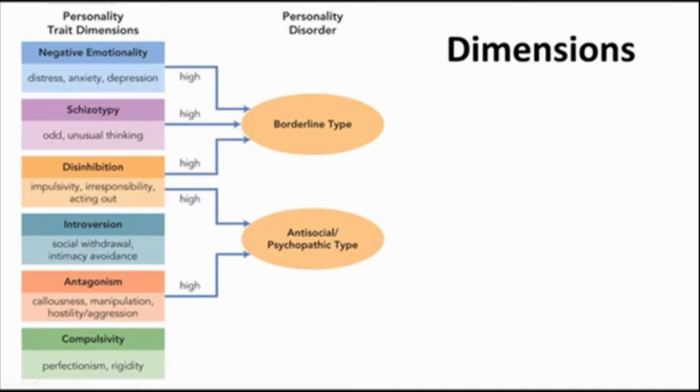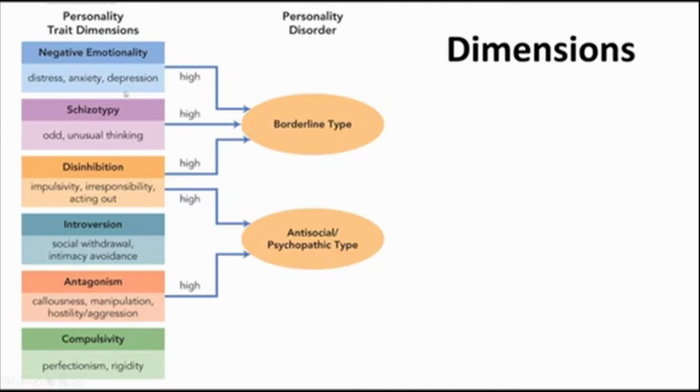We can also have antagonism. So if you are callous and manipulating and hostile or aggressive, that's antagonistic. And then compulsivity, if you're looking for that rigidity and perfectionism, like we talked about the example of obsessive compulsive personality disorder. But this figure here actually only looks at two specific personality disorders.